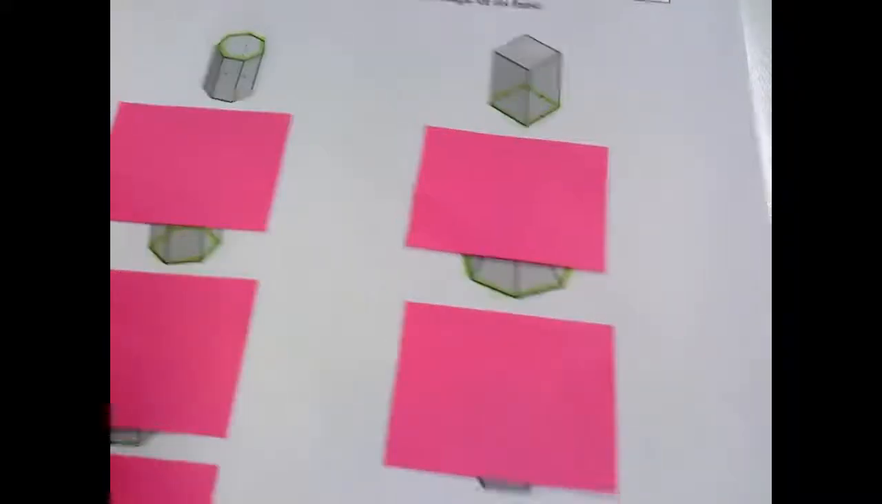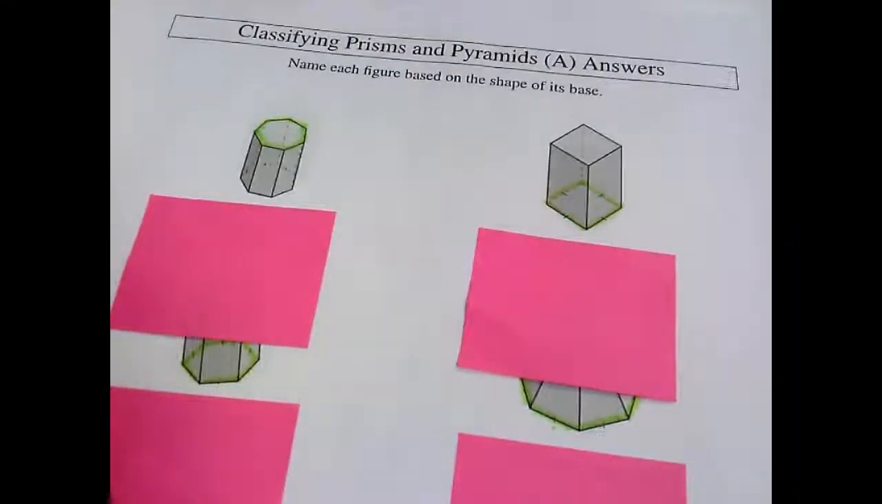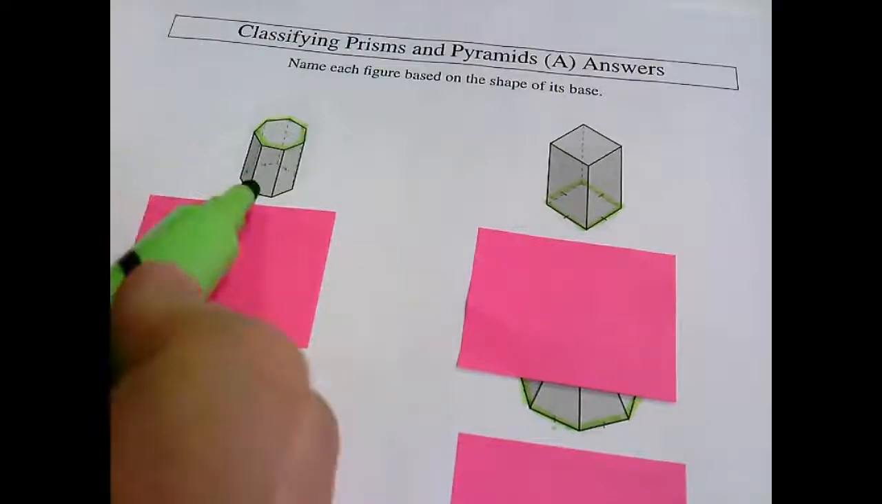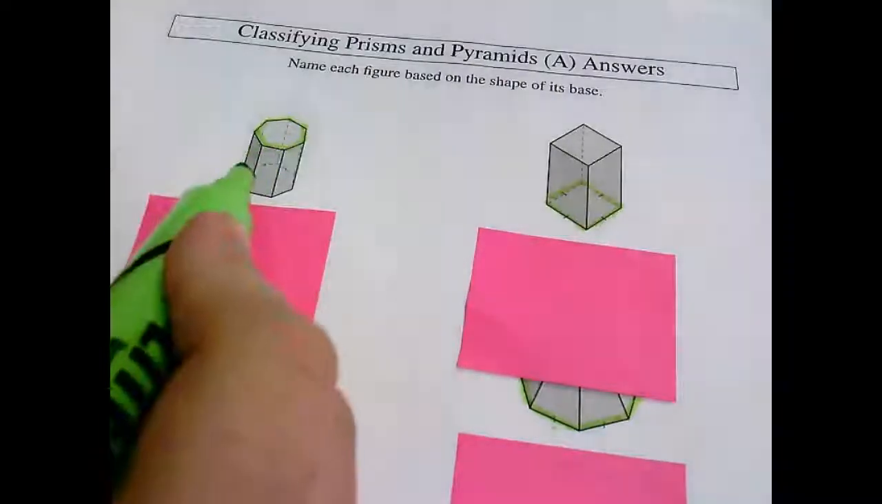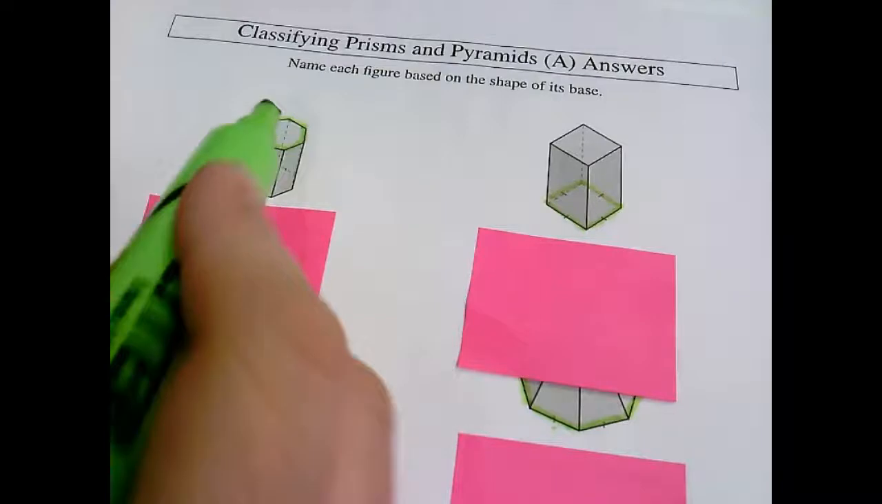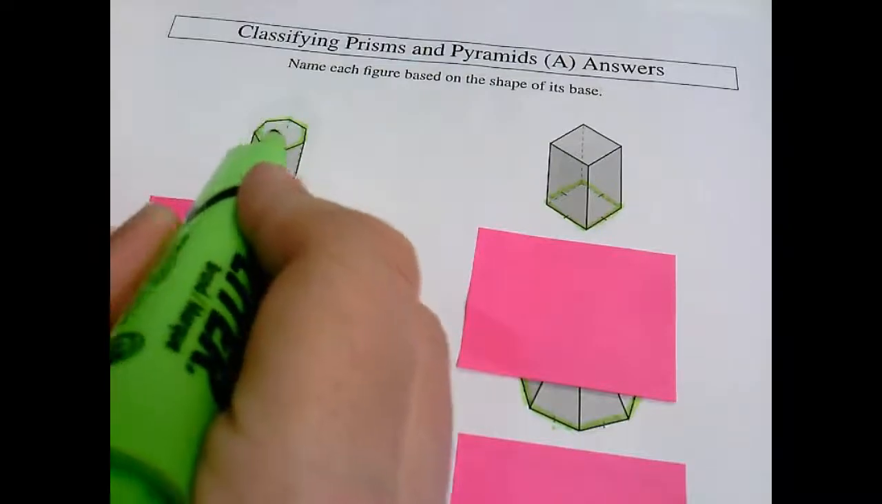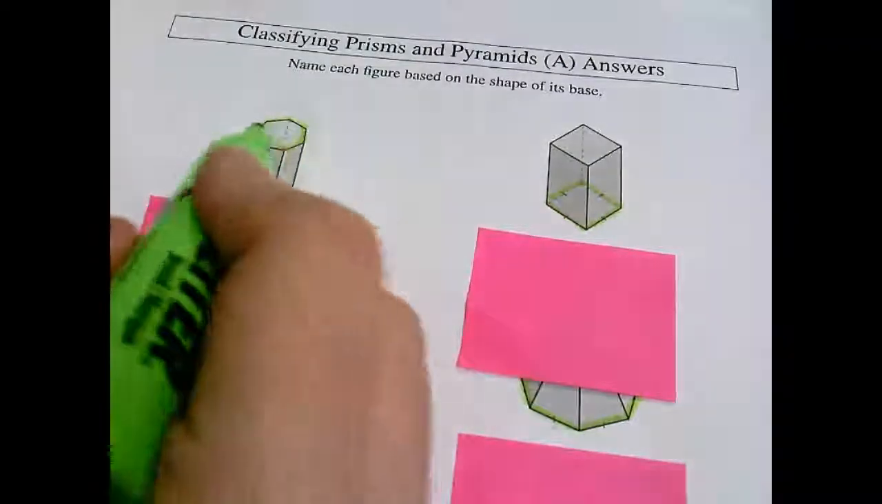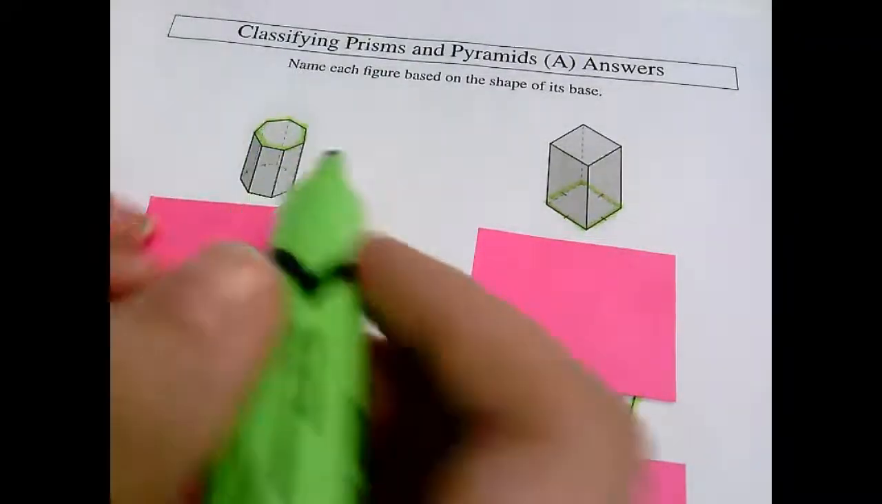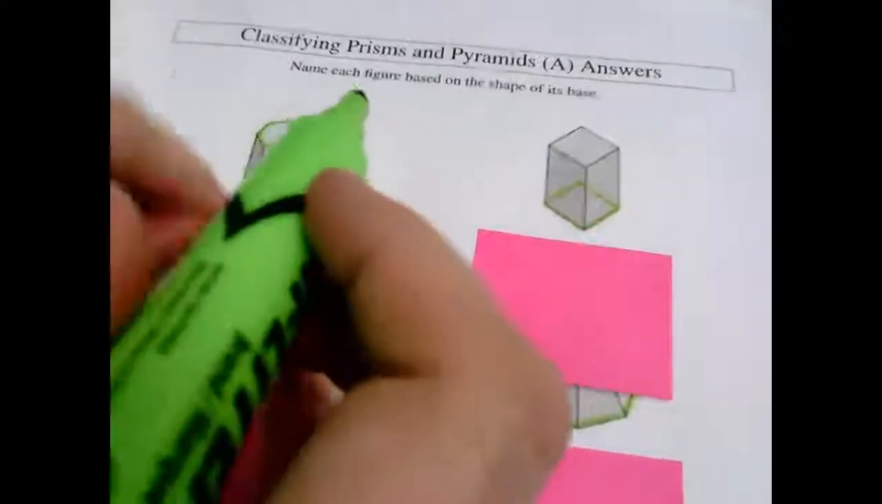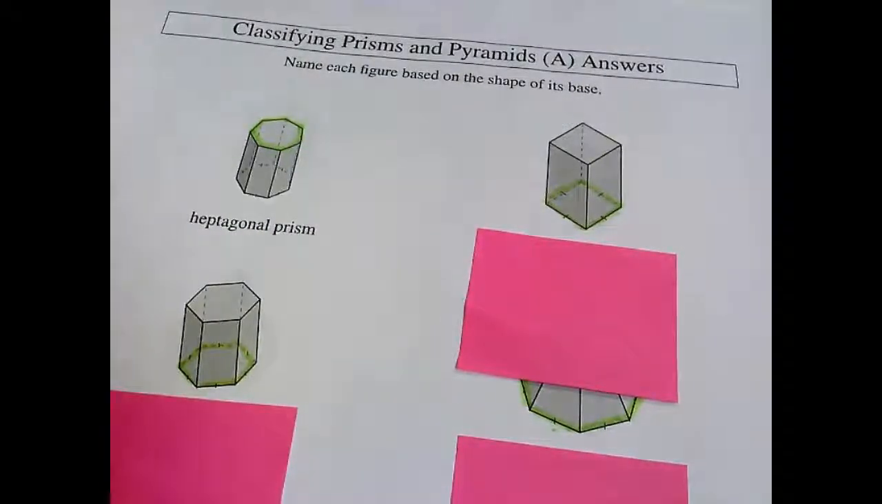So we'll go ahead and take a look at naming some of our prisms and pyramids. On this first one we can see that it is a prism because it has two bases which are congruent polygons. So all we need to do is count the number of sides on the base, and we can see there's 7 sides on this base. That makes this a heptagonal prism.